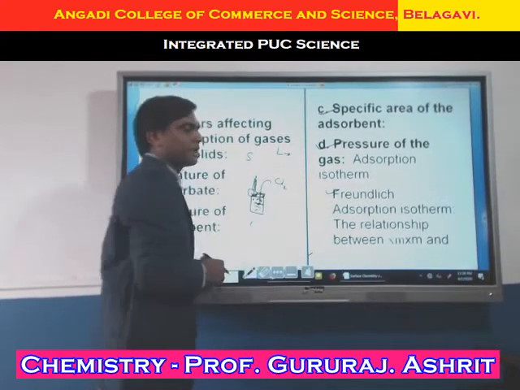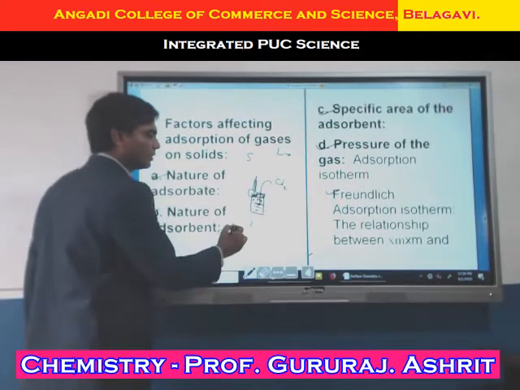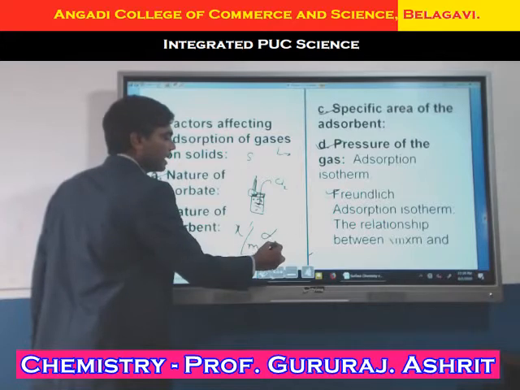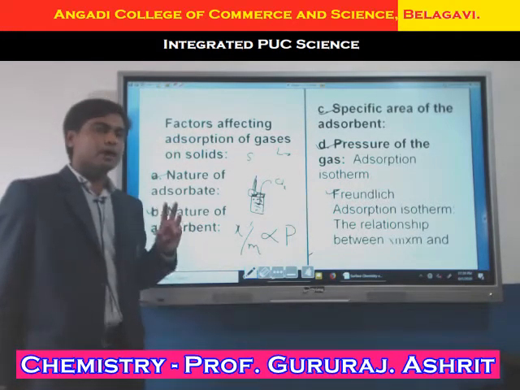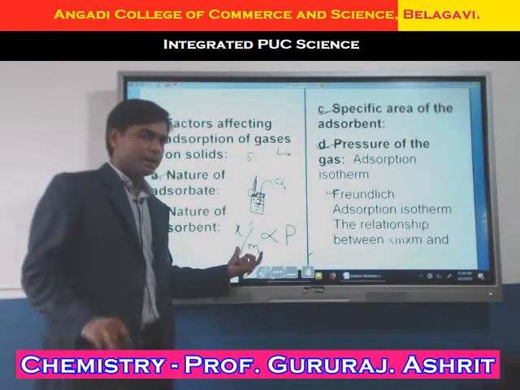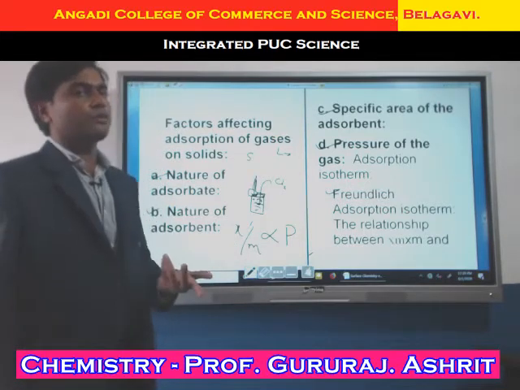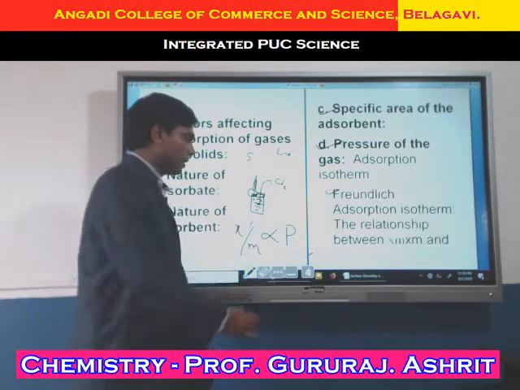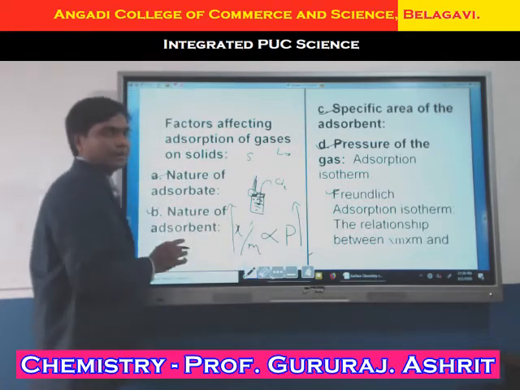As you know, the Freundlich adsorption isotherm, remember the equation. We know that x by m is directly proportional to P, where x is the amount of adsorbate and m is the mass of the adsorbent, and x by m is called the extent of adsorption, which is always directly proportional to pressure. If pressure goes on increasing, x by m goes on increasing.